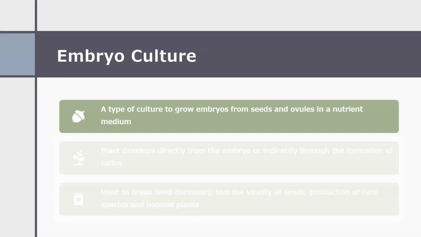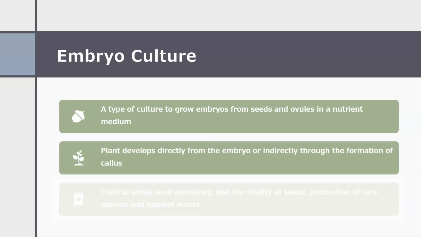Embryo culture is a type of plant tissue culture that is used to grow embryos isolated aseptically from the surrounding maternal tissues of ovule, seed, or capsule under aseptic and controlled physical conditions in glass vials containing nutrient solid or liquid medium. In embryo culture, the plant develops directly from the embryo or indirectly through the formation of callus and then subsequent formation of shoots and roots.